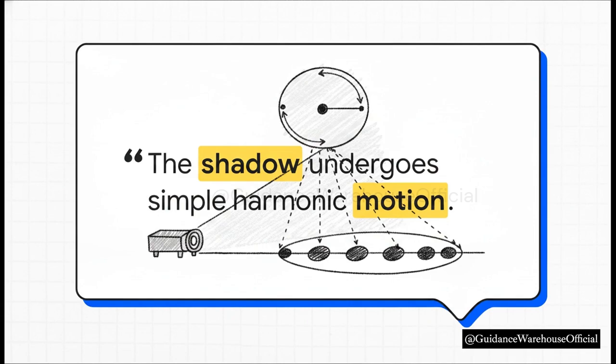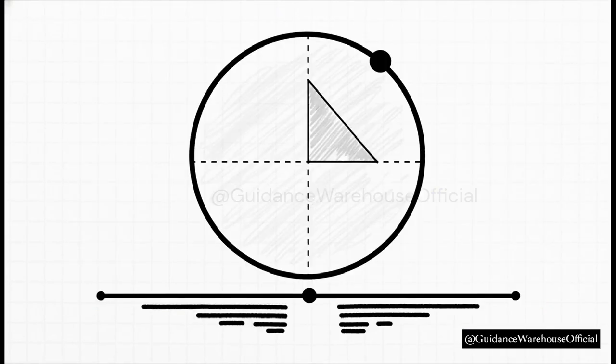But wait, here's a massive point of confusion I hear from students all the time. They ask, if the ball itself is moving at a perfectly constant speed around the circle, why on earth does the shadow speed up and slow down? Shouldn't the shadow just move at a constant speed too? It is such a great question, and the answer is entirely based on geometry.